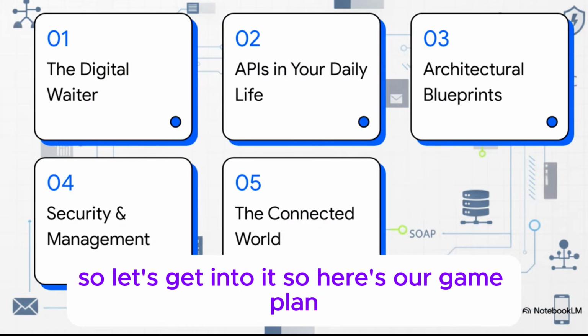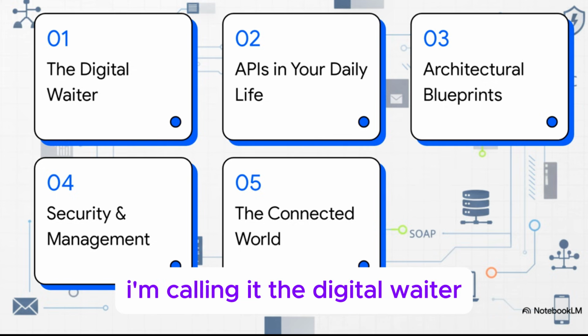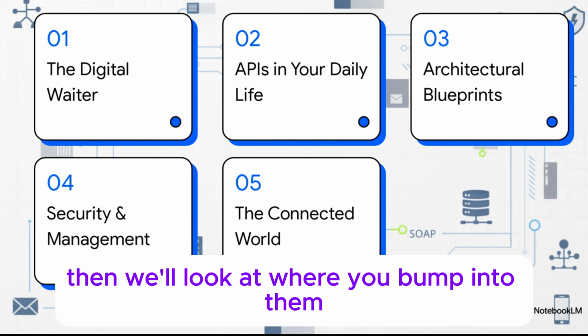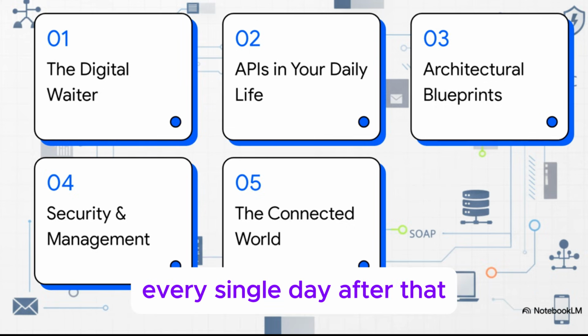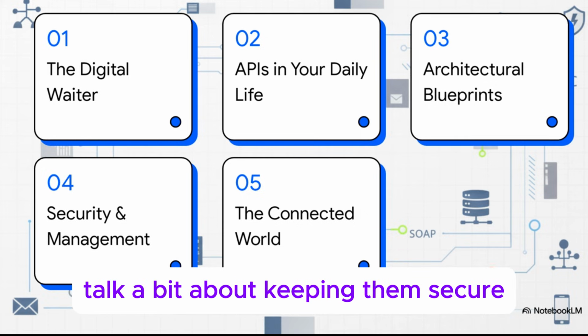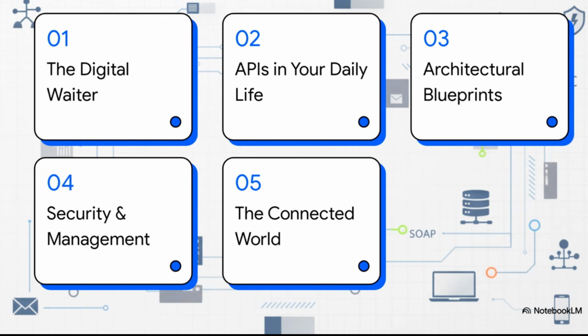So, here's our game plan. We're going to start with a really simple analogy. I'm calling it the digital waiter, to get a handle on what an API even is. Then, we'll look at where you bump into them every single day. After that, we'll dive into the different architectural blueprints, talk a bit about keeping them secure, and wrap it all up with why they're so critical to the modern world.